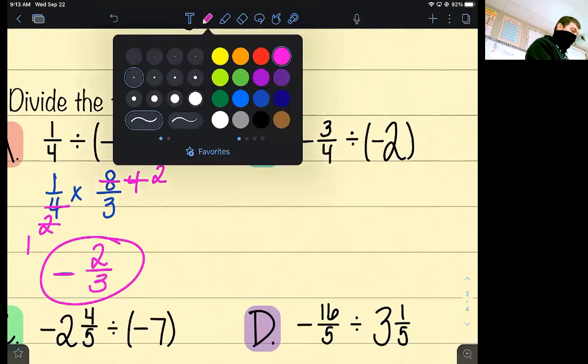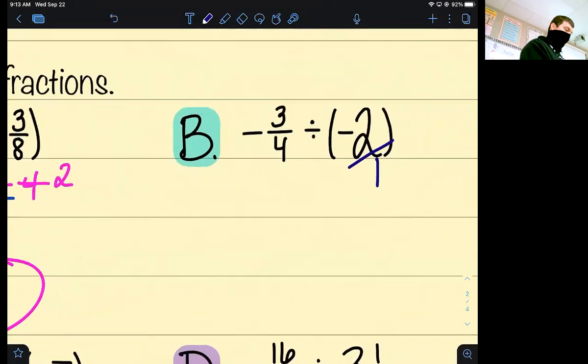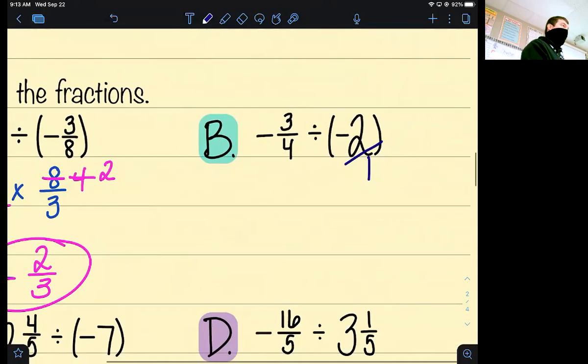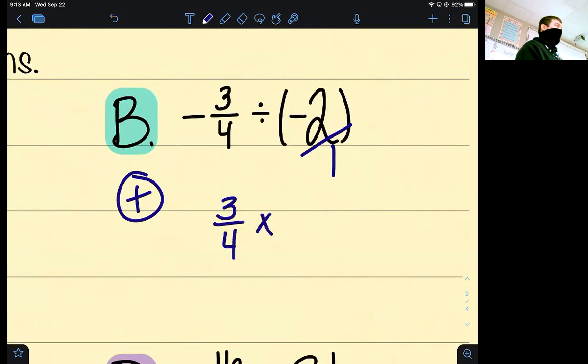Example B. How do I turn -2 into a fraction? Put a 1 under it. There. All right, that's done. What's 2 negatives make? Positive. All right, that's done. Keep, change to multiplication. What do you get when you flip 2 over 1 upside down, Maddie? 1/2.